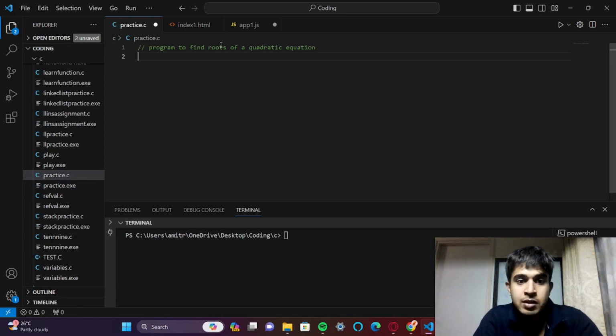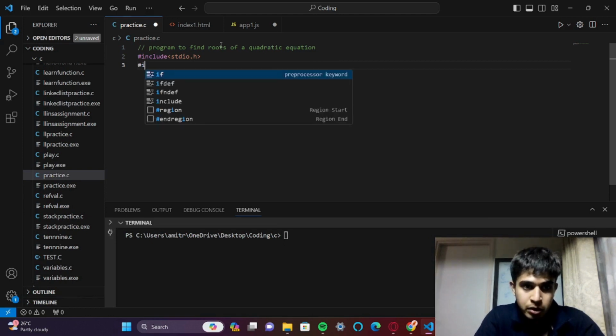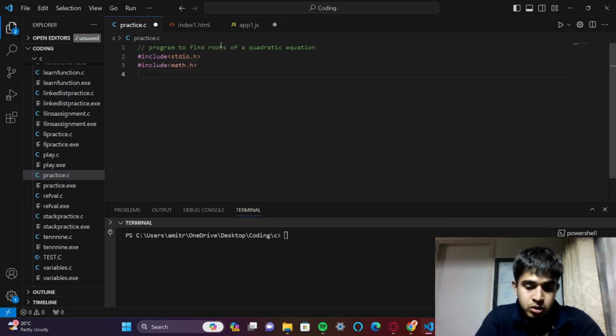We'll have to find the roots of a given quadratic equation. In the main function, we will be prompting the user to input the coefficients, that is a, b, and c. #include stdio.h. We will have to include the math.h library as well. #include math.h.